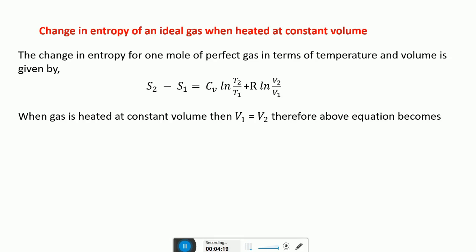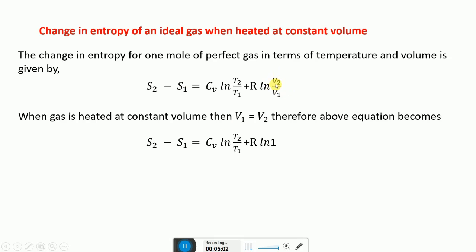When gas is heated at constant volume, then V1 is equal to V2. So the above equation becomes, because we can derive the change in entropy of an ideal gas when heated at constant volume, and at constant volume the initial volume and final volume remain the same, meaning V1 is equal to V2. Therefore we consider this equation, that is S2 minus S1 is equal to Cv log T2 upon T1.